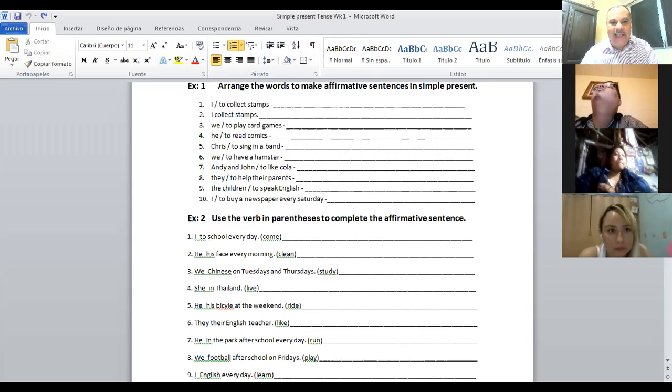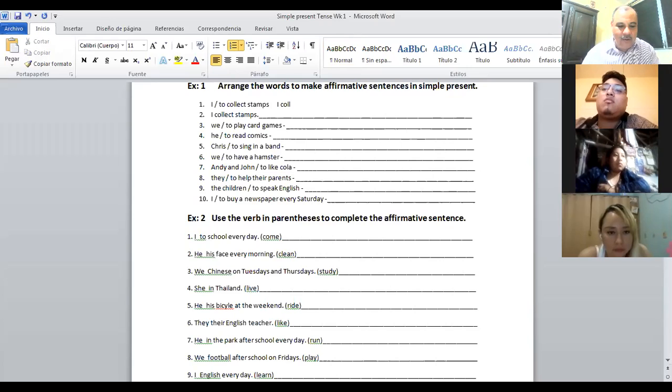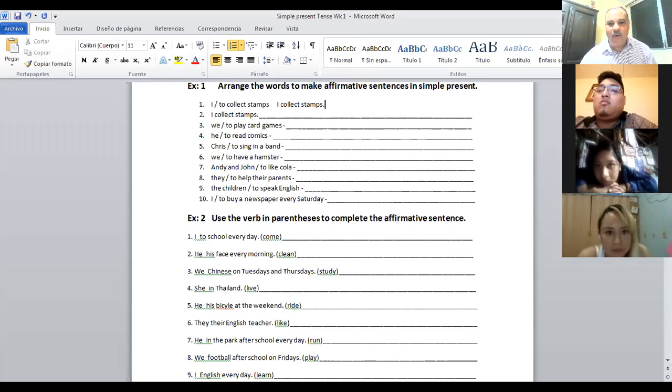Okay, so it says, I collect stamps. So number one is, I collect stamps. You see, very simple. That is number one. We are going to do number two.